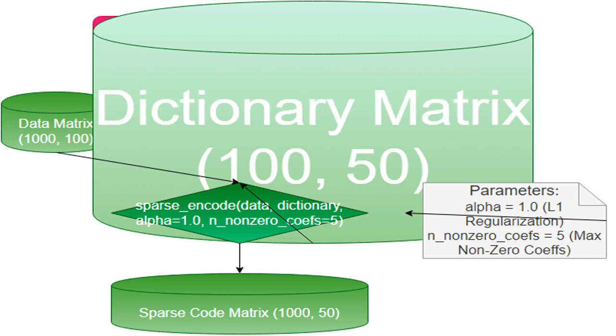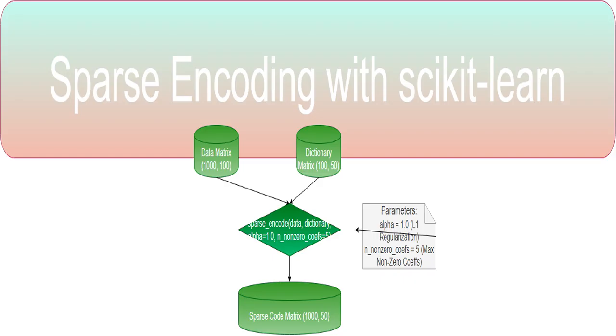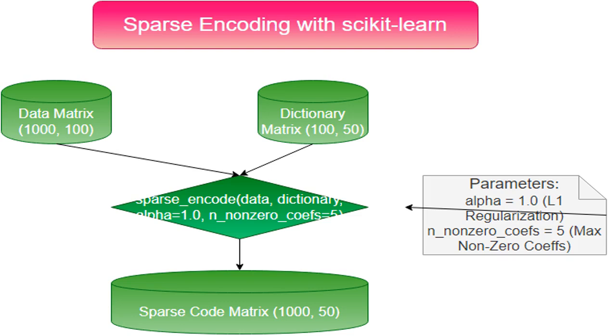Pretty cool, huh? This is my dictionary matrix. It has 100 features described in a 50-dimensional space. Each column is a feature, or atom, used to reconstruct my data points. This is my data. I have 1000 data points, each described by 100 features. It's this data that I'm trying to represent sparsely using my dictionary.